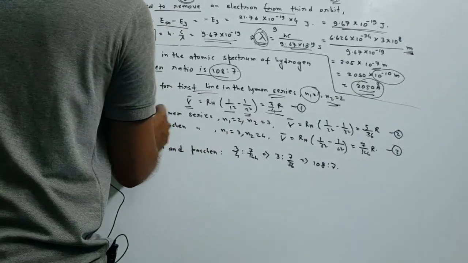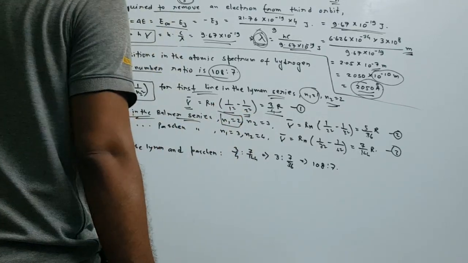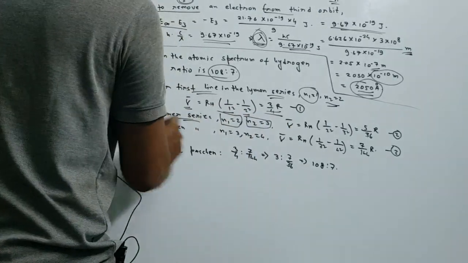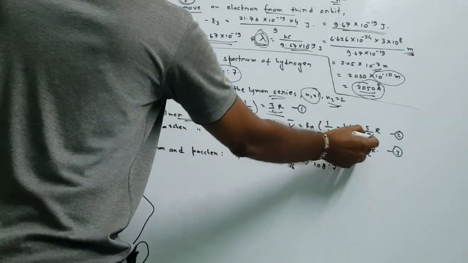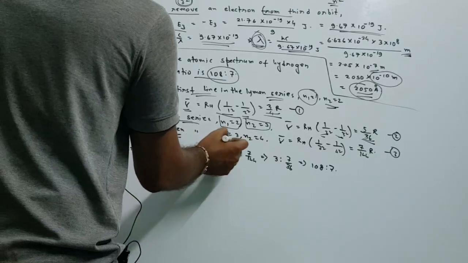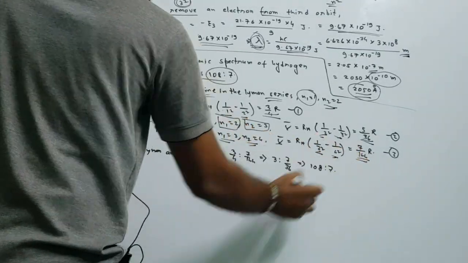In the first line of the Balmer series, we know the lower energy state is 2 and the higher energy state is 3. Put the values, you will get something like this. In the first line of the Paschen series, n1 is 3, n2 is 4. So you put the values, you will get something like this.